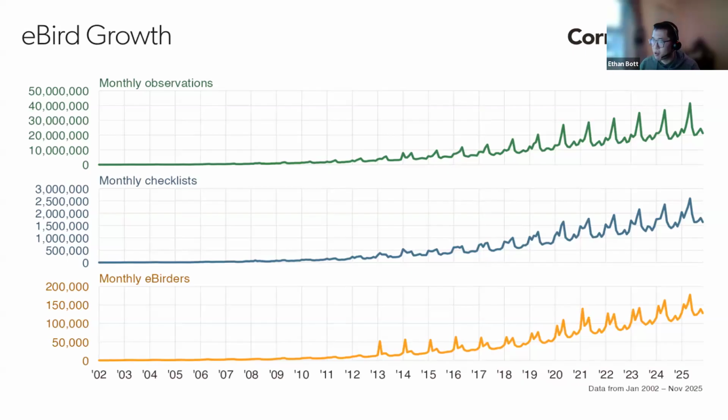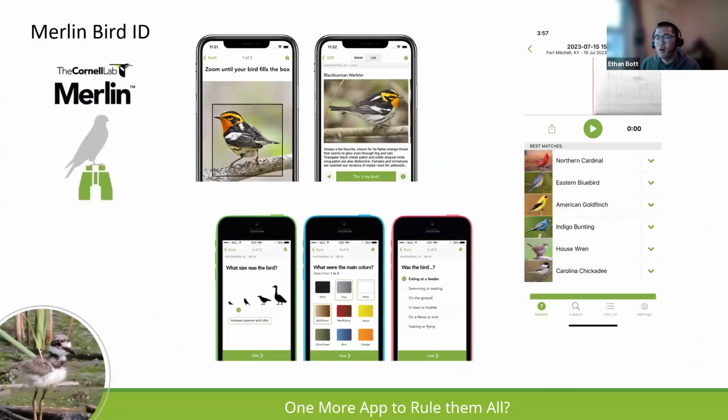I'll talk a little bit about Merlin. But this is just of eBird, of collecting that bird observational data. Oh, here we go. I really like Merlin Bird ID and collect bird observational data in Merlin Bird ID. It's a great way to get started and to identify birds.